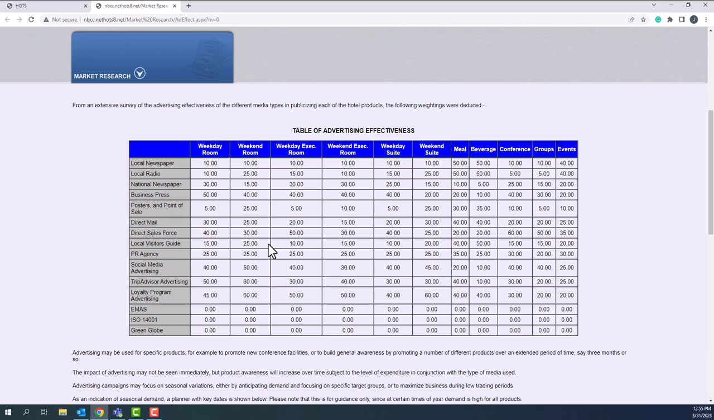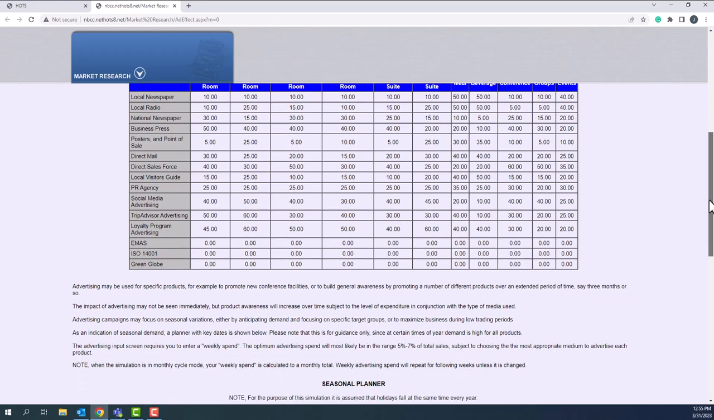But remember, if you've watched the advertising decisions video, there are different costs to all of these. So business press may have an impressive impact on weekday rooms, but it may be very expensive. And you may choose not to use business press. There may be other things that give you a similar impact for weekday rooms, but are available at a much cheaper rate. And you can't advertise everything to everyone, so you have to figure out where are your opportunities and what is going to move the needle for that opportunity.